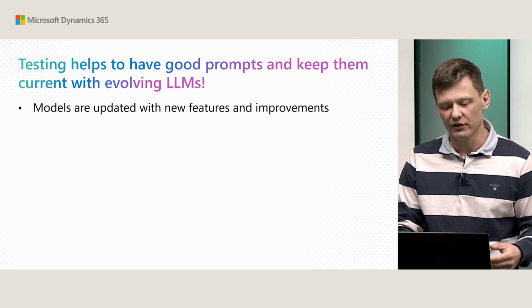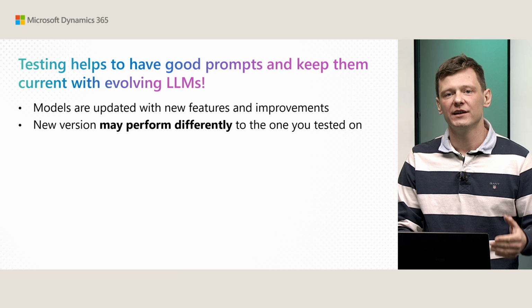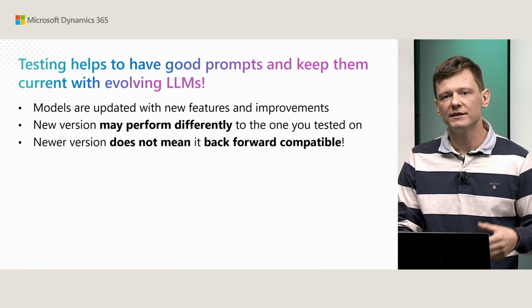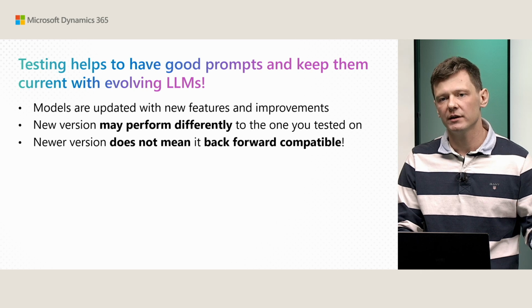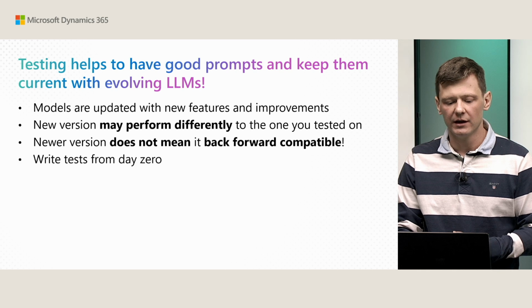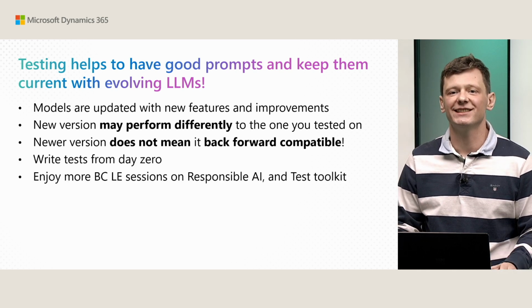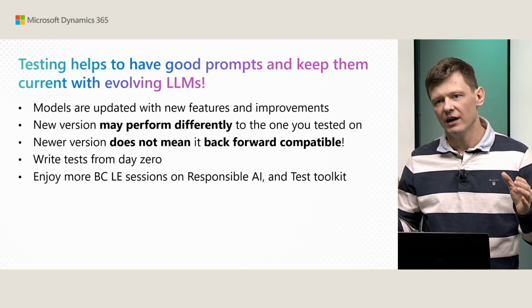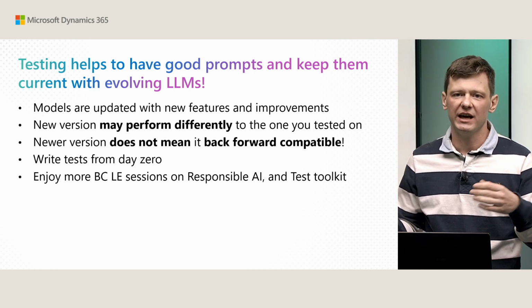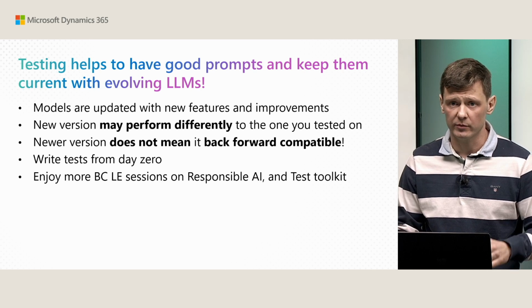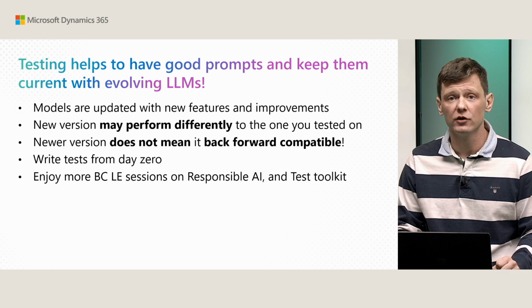Models will upgrade with new features and new improvements. The new version may work differently. The new version doesn't mean it's better, it means it's different. And it doesn't necessarily mean it's backward compatible. Write your tests from day zero. And we have a number of BC Early sessions for this event talking about our test toolkit and our responsible AI principles. So go ahead and learn how you can write tests to protect against prompt regression and to have good prompts. Super, super important.